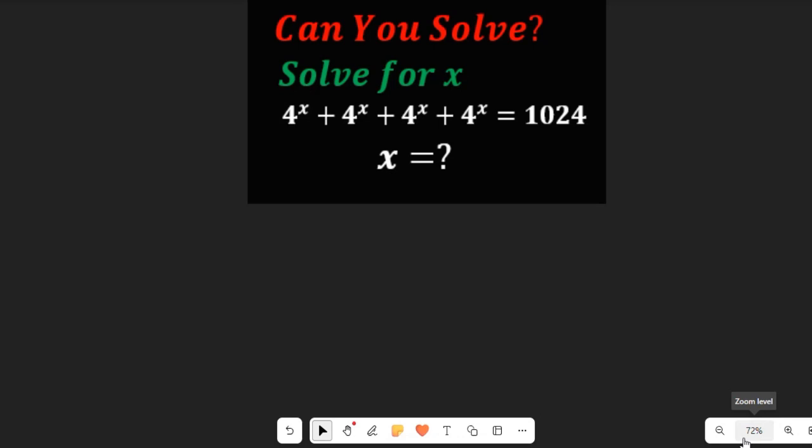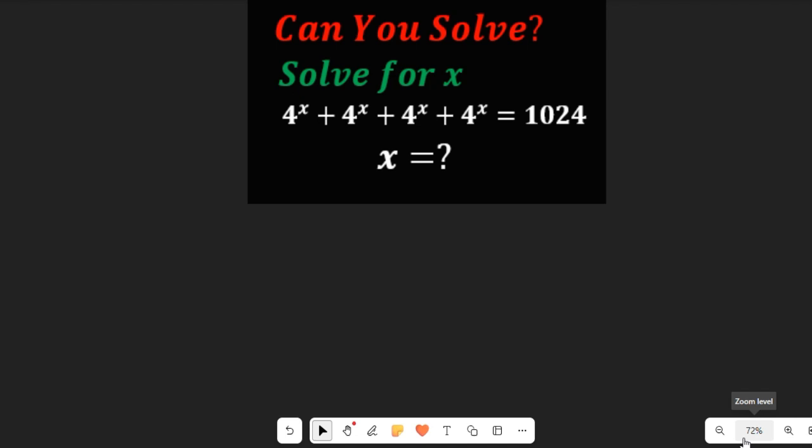Can you solve for x in this expression? 4 to the power of x plus 4 to the power of x plus 4 to the power of x plus 4 to the power of x equal to 1024. If you are asked to solve this, what will you do first?